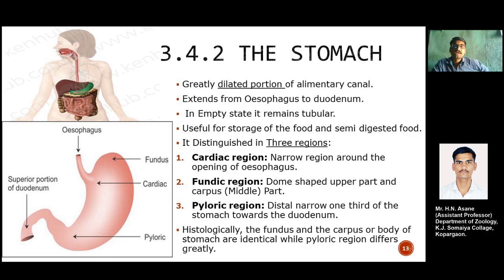The third part is the pyloric region, the distal narrow one third of the stomach towards the duodenum. That distal one third, the pyloric part, opens into the superior portion of the duodenum, and as I said earlier, that superior portion opens into the small intestine.